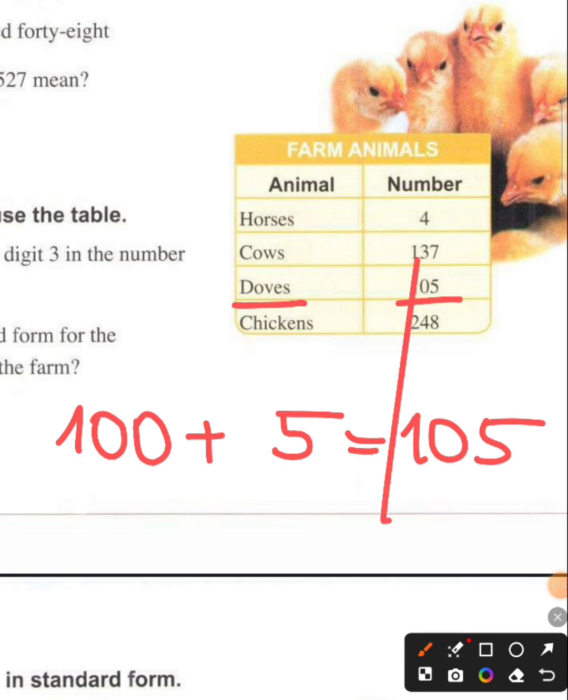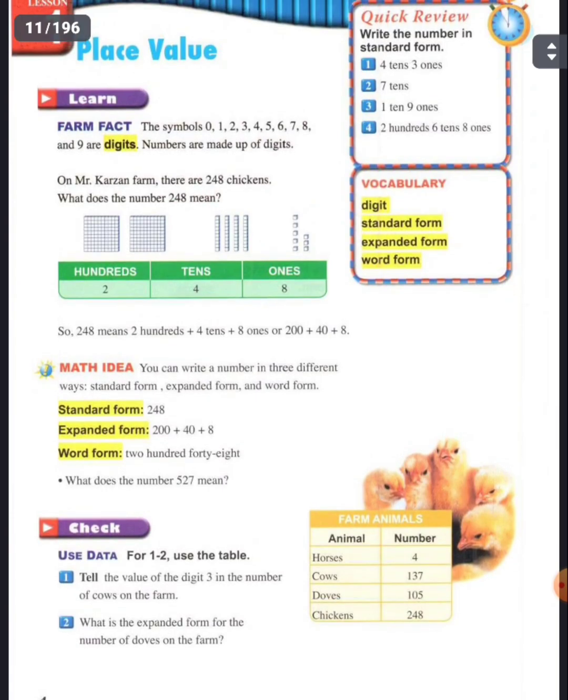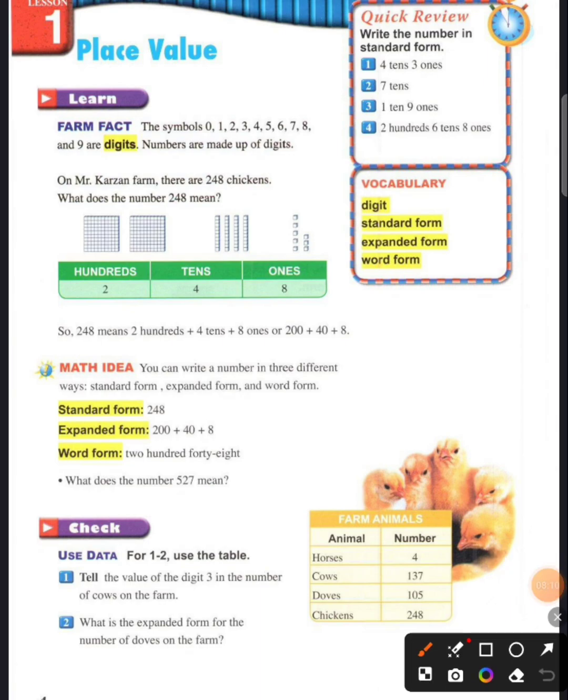Okay, so we just look at all of it. What we must repeat is that you must know what a digit is, what standard form, expanded form, and word form are. What are digits? Digits are the symbols 0, 1, 2, 3, 4, 5, 6, 7, 8, and 9. And you must know that numbers are made of digits. What about standard form? It's numbers. Imagine dollars, how you must pay in a supermarket, how you buy something, money.